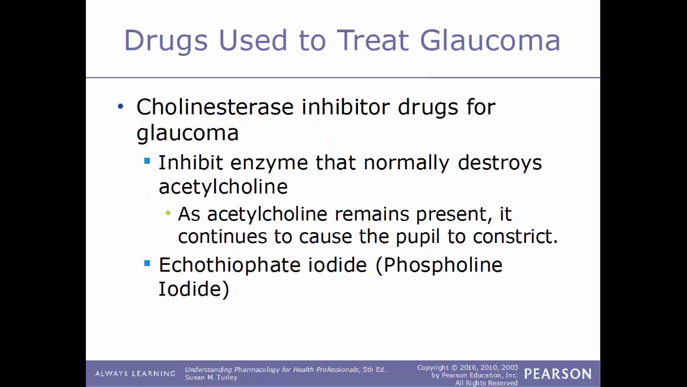Another class of drugs that's used to treat glaucoma: cholinesterase inhibitor drugs. The cholinesterase will normally destroy acetylcholine. So by inhibiting the cholinesterase, acetylcholine is able to remain present, is able to prolong the effect of constricting the pupil. An example of this kind of drug would be echothiophate iodide, which would be sold under the name Phospholine Iodide.